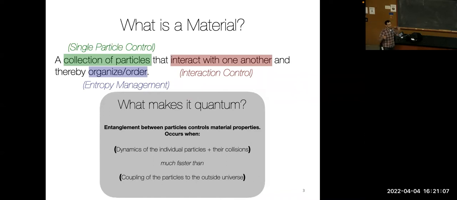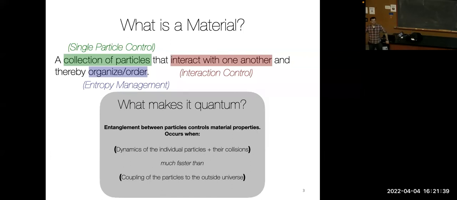Now there's another question, which I think is a little bit more technical and less interesting. What makes this system quantum? Well, in some sense, I would say that the entanglement between the particles controls the material properties. Okay, and that's what I mean when I say a quantum material. And one way to think about that quantitatively is that the dynamics of the individual particles and their interactions are fast compared to any decoherence, any coupling to the outside universe.